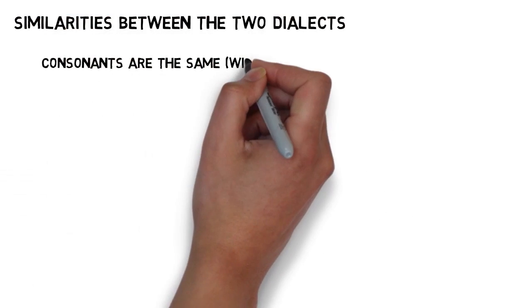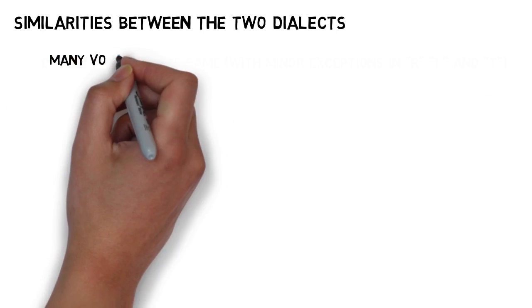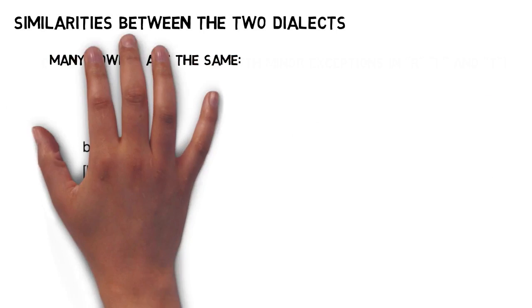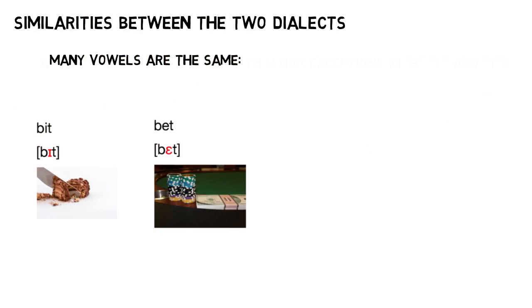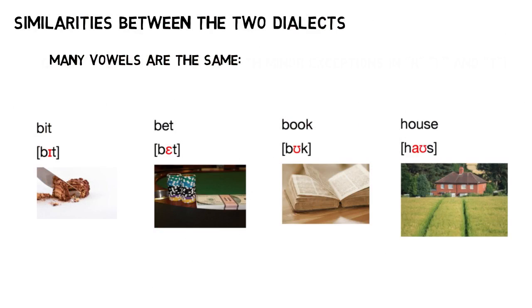First off, consonants. With a few minor exceptions regarding the consonants R, L, and T, and we'll discuss those at the end of this video, all of the rest of the English consonants are effectively the same between general American and received pronunciation. We don't need to change anything. As for the vowels, several of them are the same too. I as in bit, E as in bet, as in book, and ow as in house. You can consider the 4 of these as more or less the same in both dialects.